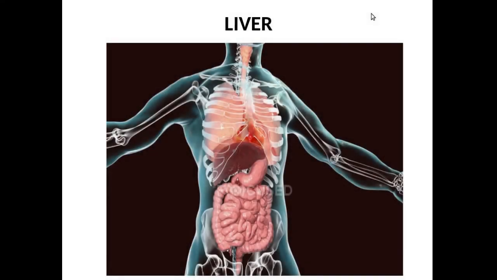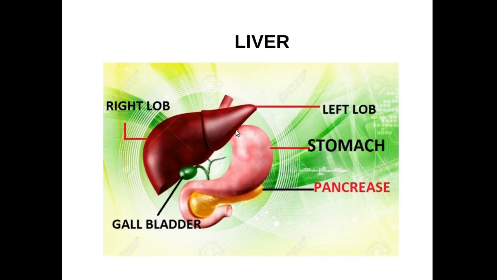Liver. It is the largest gland present in our body. In humans, it is located in the right upper part of the abdomen, below the diaphragm. Liver consists of two lobes, the right and left lobes.